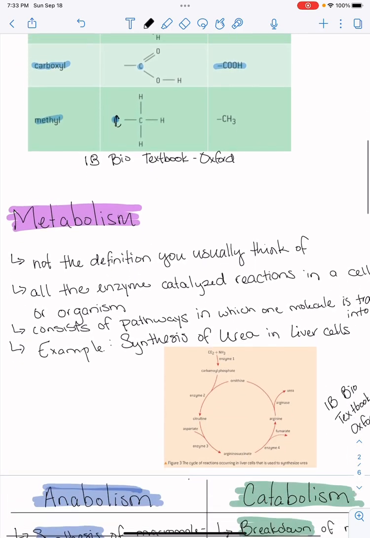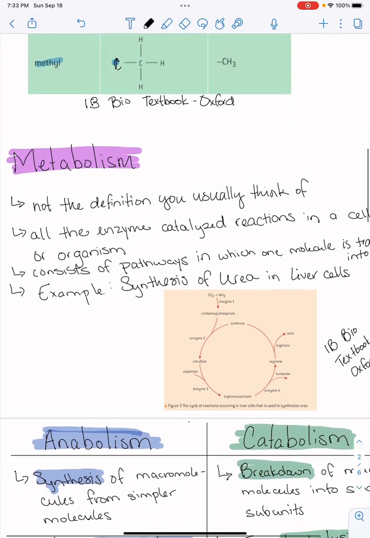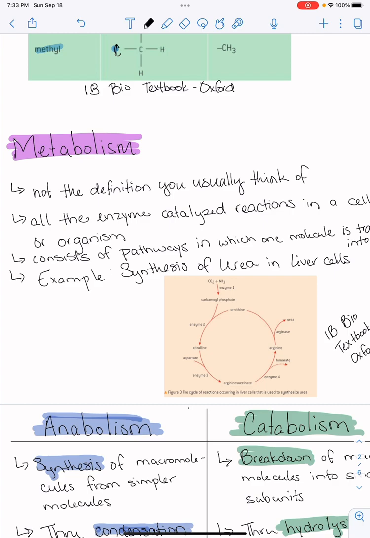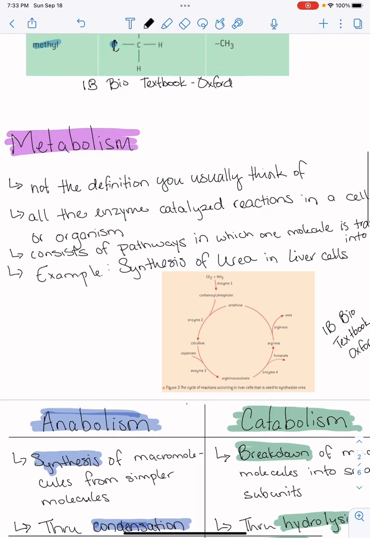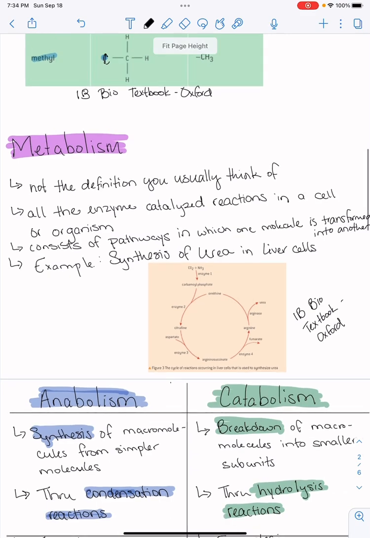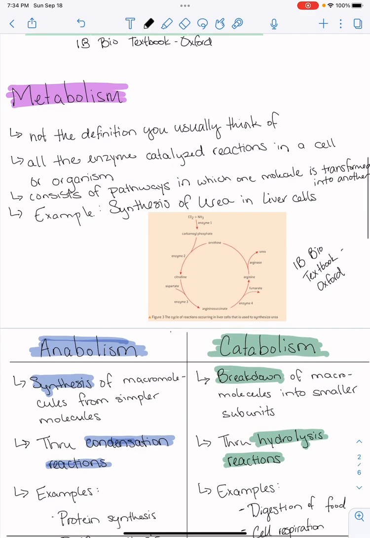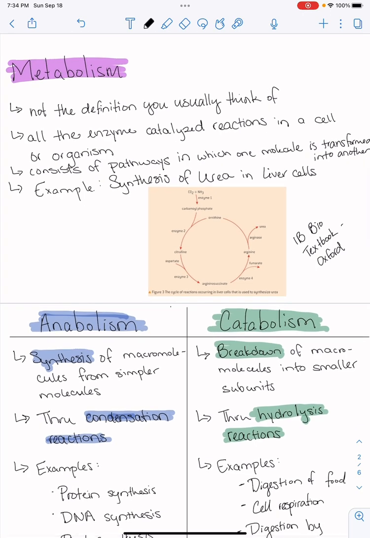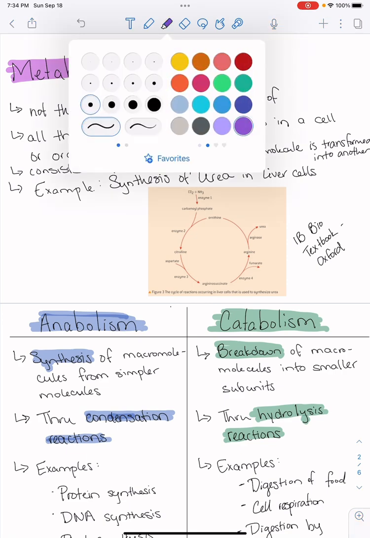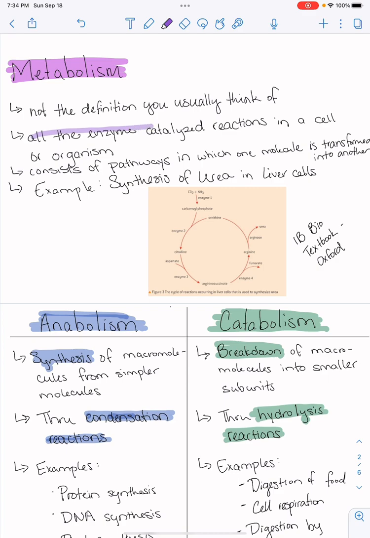So now that we've talked about the importance of carbon, we can talk about metabolism and then go into carbohydrates. So metabolism is not the definition that you probably think of when you think of your metabolism, how fast you burn calories. Metabolism in science, and specifically in biology, has a more general definition. So the actual definition of metabolism is right here. All of the enzyme catalyzed reactions in a cell or an organism.